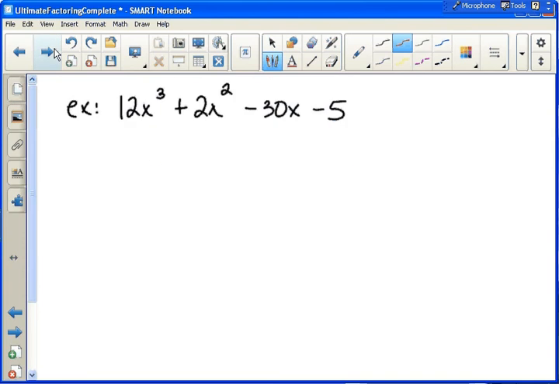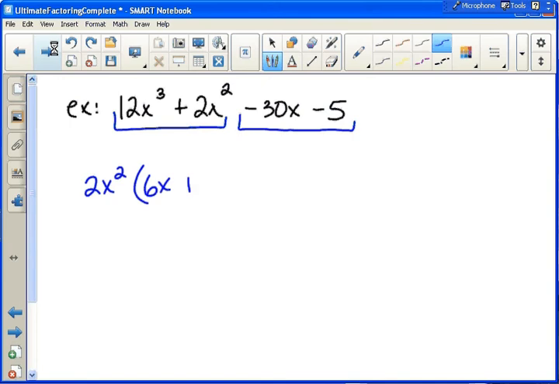Next one, 12x cubed plus 2x squared minus 30x minus 5. I notice that there are four terms, so since there's more than three terms, I think factoring by grouping. As soon as I see more than three terms, I think factoring by grouping. So I group them into pairs, and I say, okay, what do 12x cubed and 2x squared have in common? What is their greatest common factor? That would be 2x squared, leaving me with 6x plus 1.